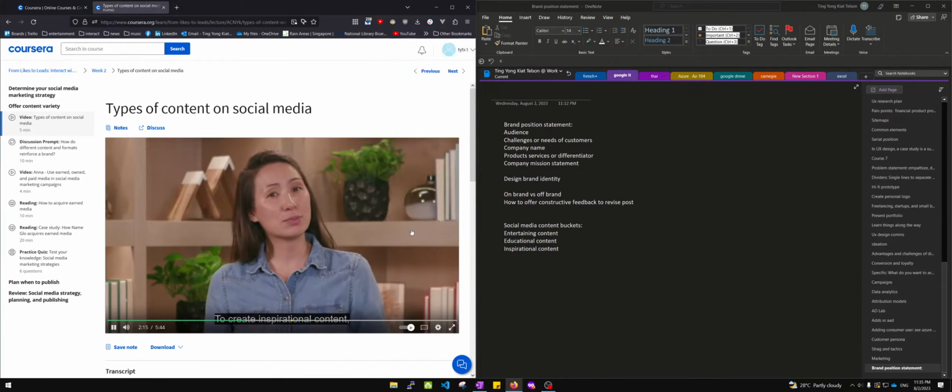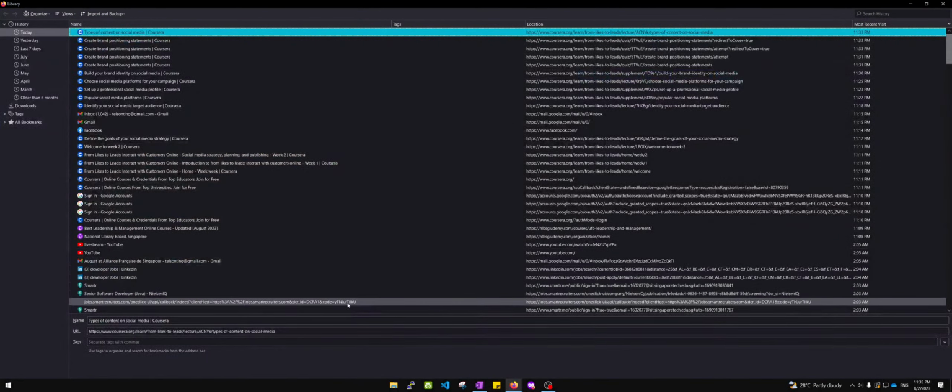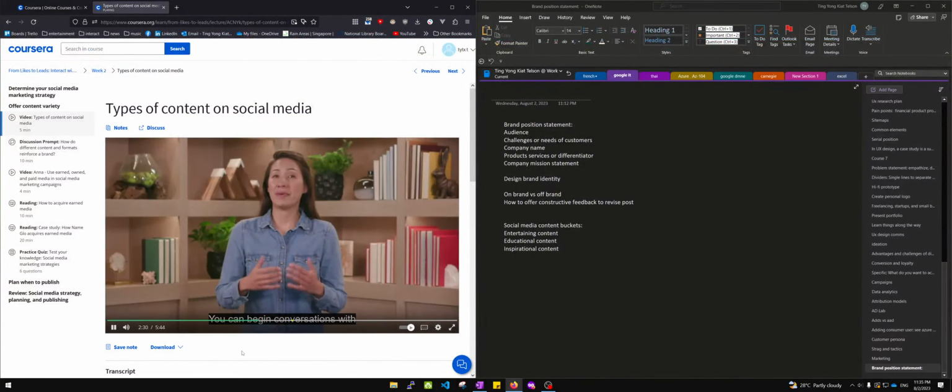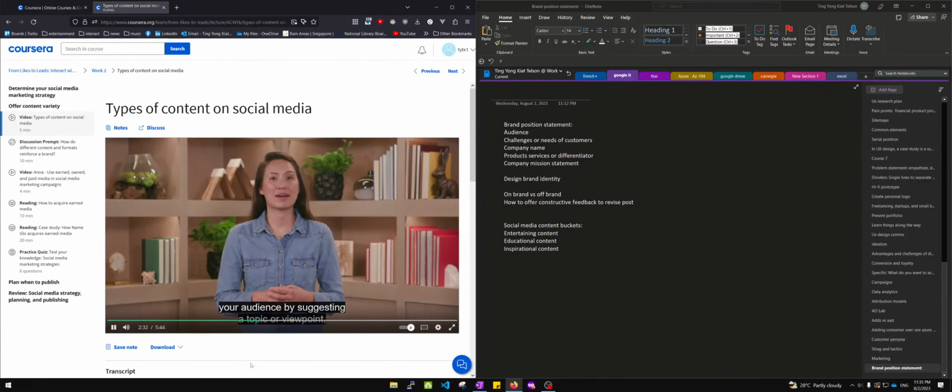To create inspirational content, you might build case studies, find testimonials and quotes, share amazing facts and trivia, and tell personal stories. Conversational content encourages your audience to engage with you. You can begin conversations with your audience by suggesting a topic or viewpoint, then inviting your audience to join the dialogue.